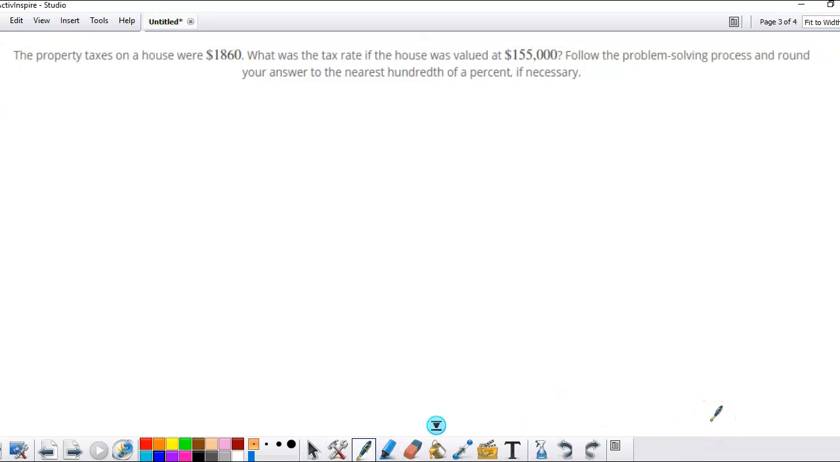Okay, so we are still in our P over 100 equals A over B formula. In this case, we're finding percent. I know that because they asked for tax rate. Rate is another word for percent. So P over 100 equals A over B.